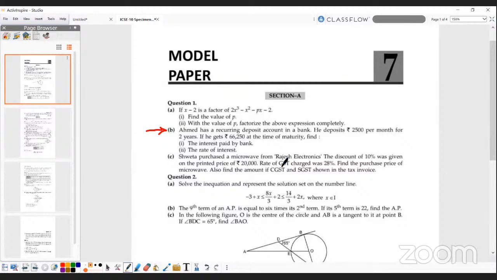Solve it and then send your answer. For the first part, the interest paid by bank. One answer I have got for interest. All others, please send the answer for interest. And those who have got the answer for interest, calculate the rate of interest by using the formula.